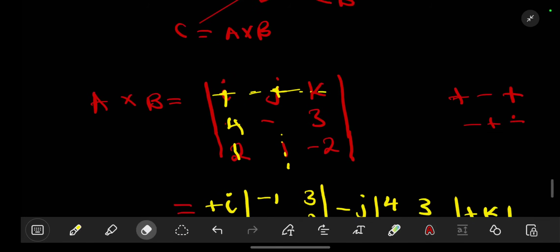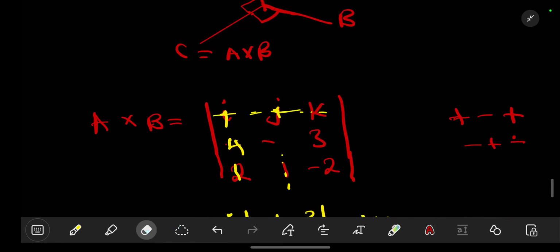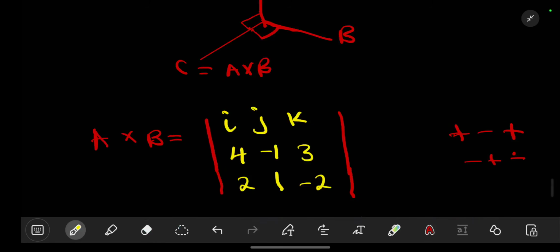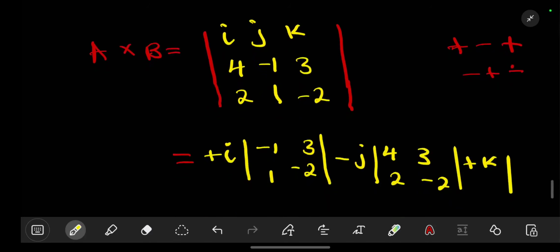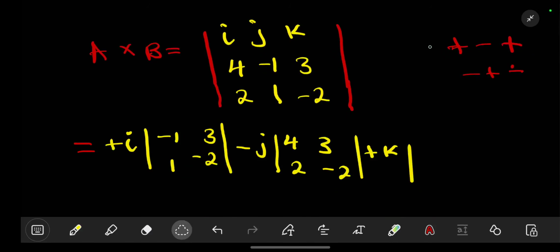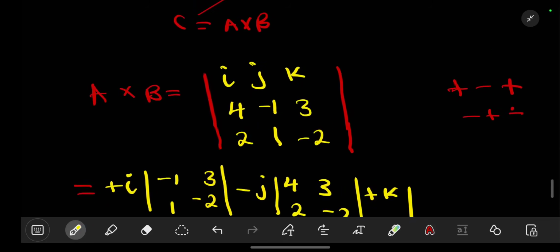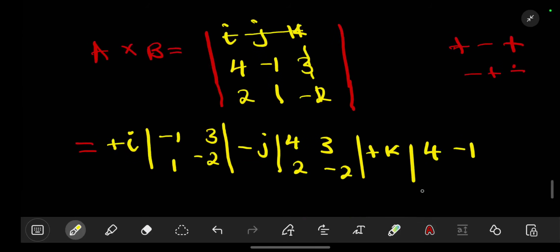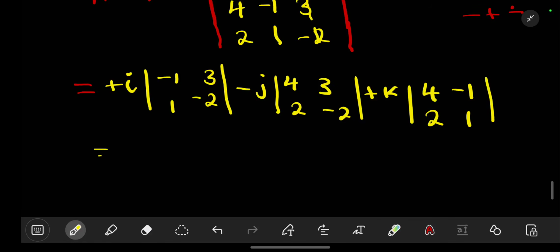So okay, let me just rewrite these values. Now we have the last values, so we are going to do the same. We cancel out the last part like that. The meeting point is K, positive. Then we write our 4, -1 like that, then we have our 2, +1 like that. So this is what we have.